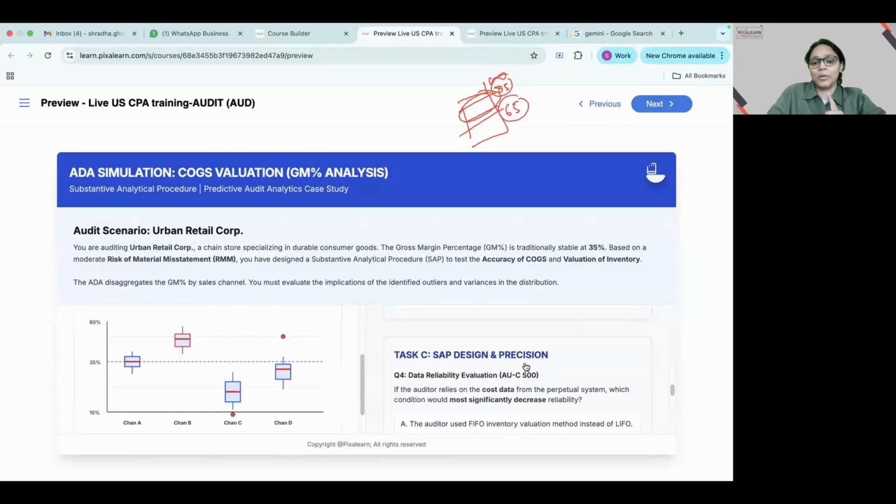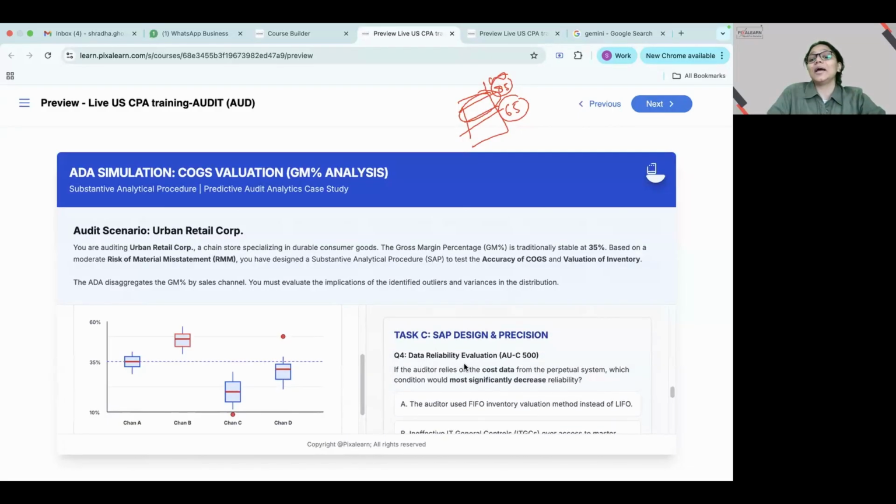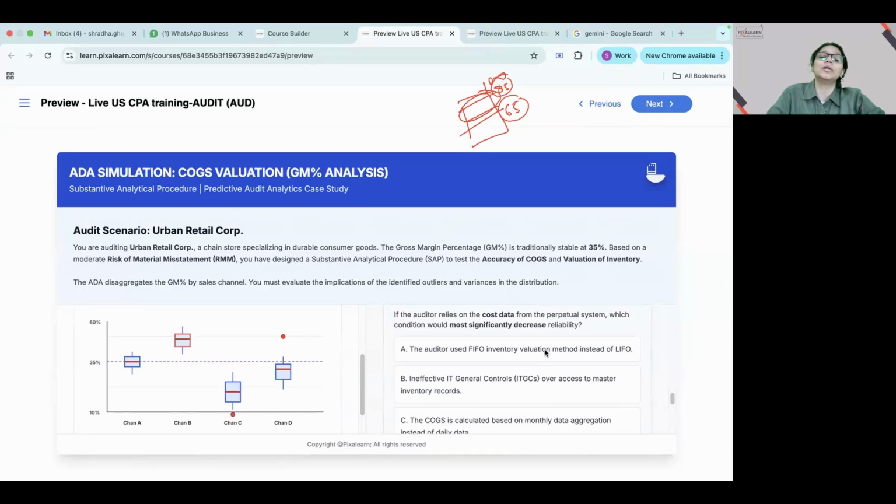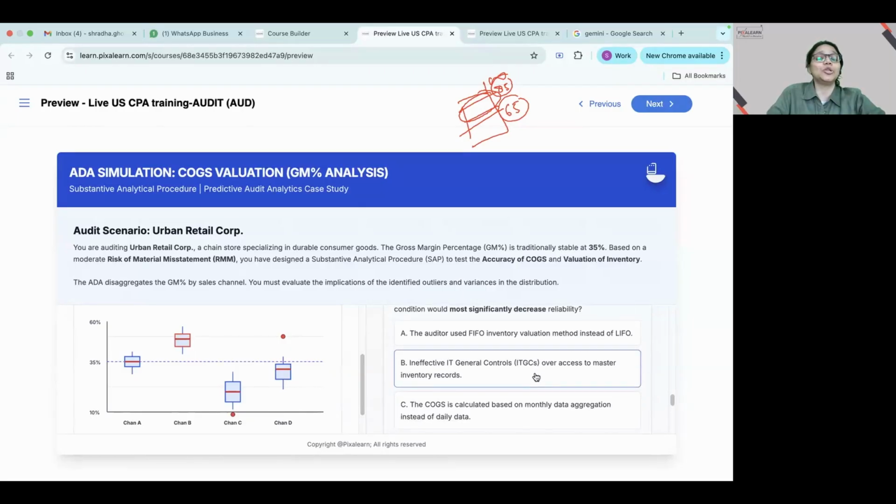Okay. Next question. Data reliability evaluation. If the auditor relies on the cost data from the perpetual system, which condition would most likely decrease the reliability? So I'm looking at the perpetual inventory system, I'm looking at the cost data from that system, and now they're telling me which of these would reduce the reliability of my data. Can you tell me? Read very slowly and then answer the question.